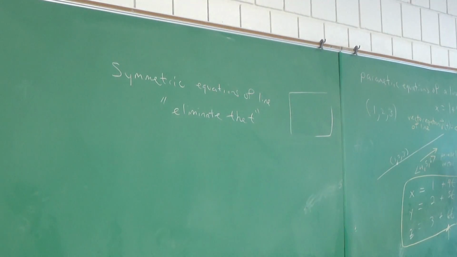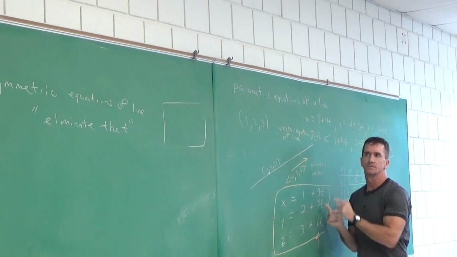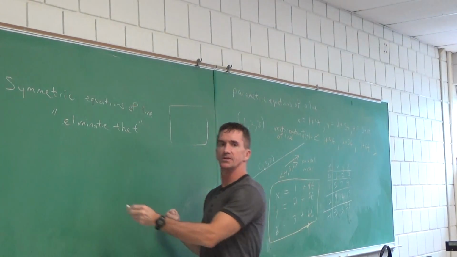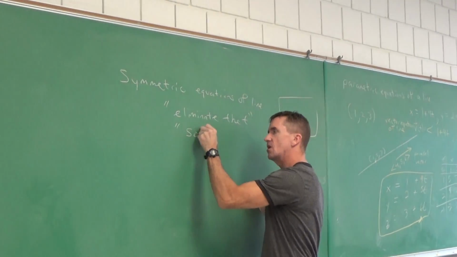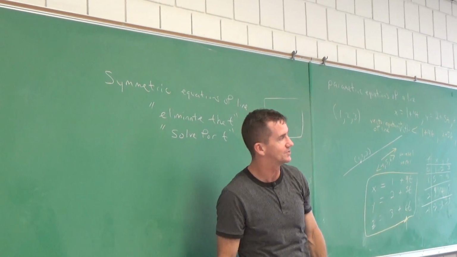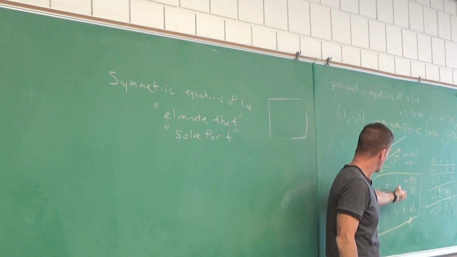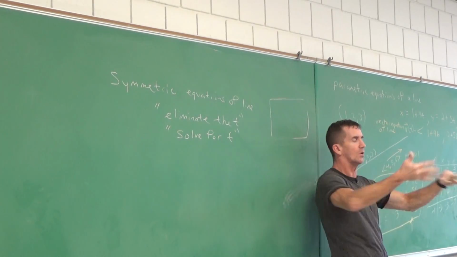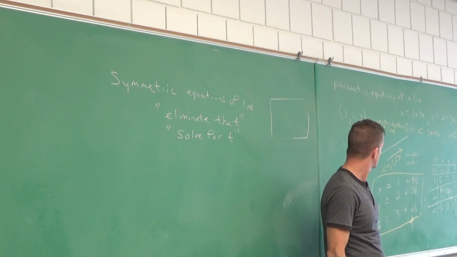Everyone, if I want to eliminate the t, I need you to solve for t. I'm going to solve for t in each case and set them equal to each other. That's all I'm going to do. Solve for t, solve for t, solve for t, and throw them all equal to each other. So x minus 1 divided by 4.